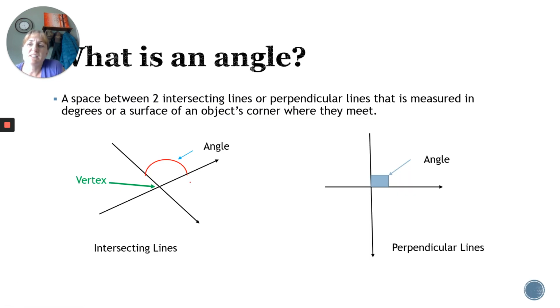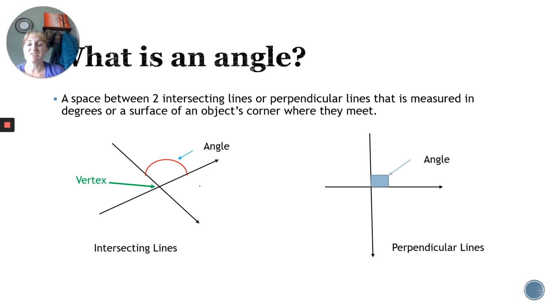Okay, what is an angle? Well, it's the space between two intersecting lines that cross, or perpendicular lines that cross at a right angle, which we'll talk about, that is measured in degrees, or a surface of an object's corner where they meet.